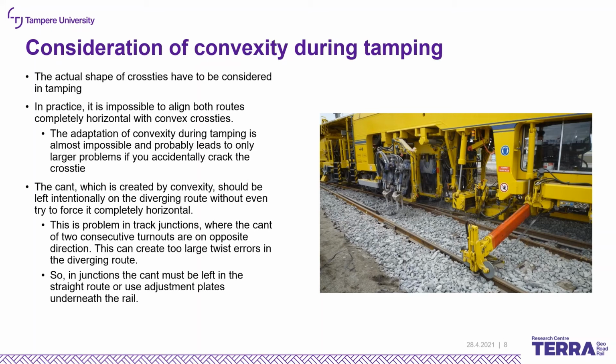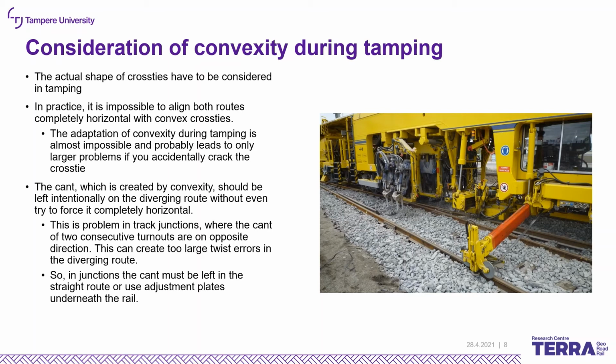And the adaptation of convexity during tamping is almost impossible. I mean that you try to remove the convexity in the sleeper. That's not good, because that probably leads only to larger problems if you accidentally crack the cross tie. So you can try to remove the convexity in the sleeper, but that will just crack the sleeper.